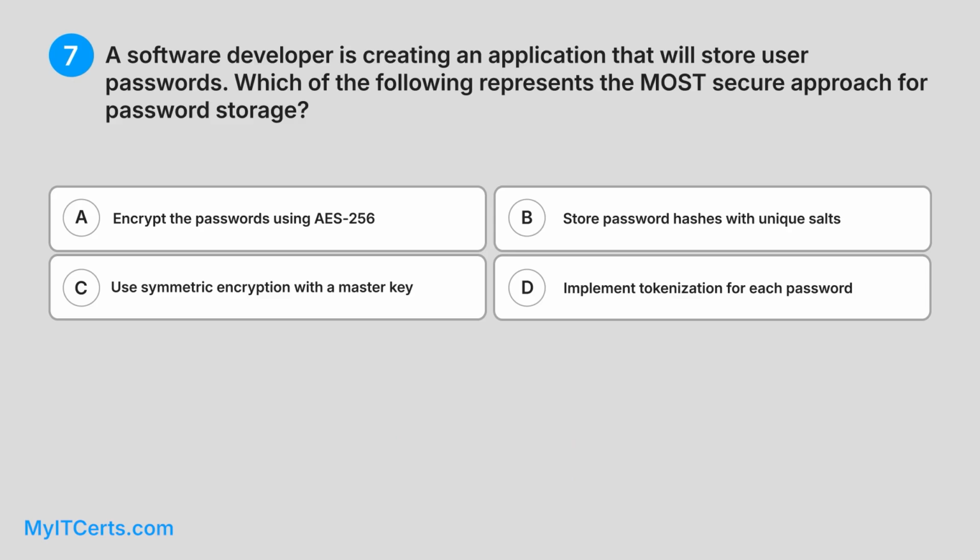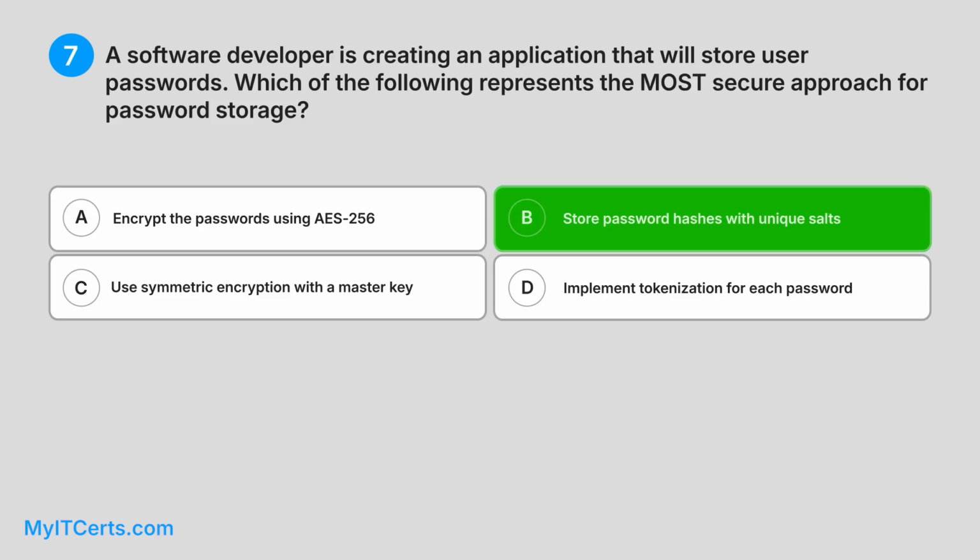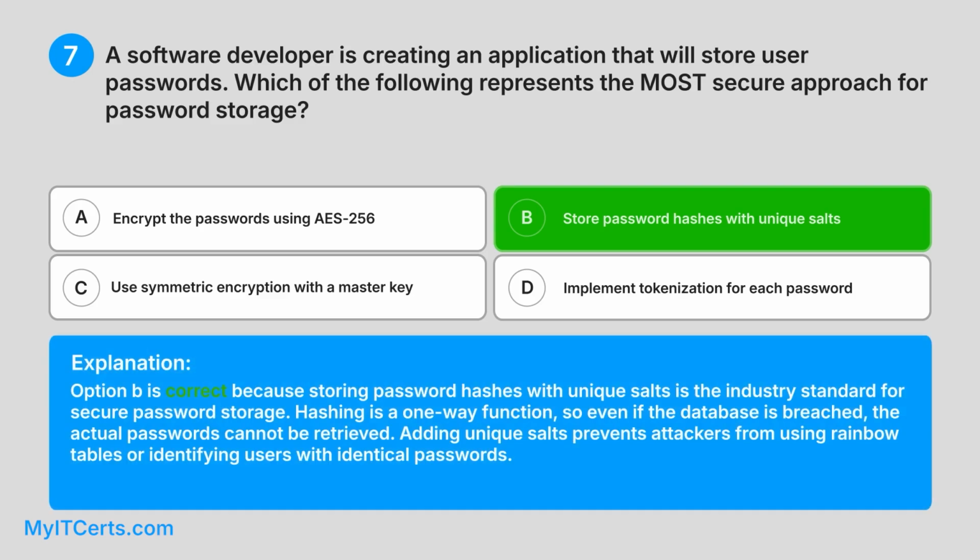Correct answer. B. Store password hashes with unique salts. Explanation. Option B is correct because storing password hashes with unique salts is the industry standard for secure password storage. Hashing is a one-way function, so even if the database is breached, the actual passwords cannot be retrieved. Adding unique salts prevents attackers from using rainbow tables or identifying users with identical passwords.